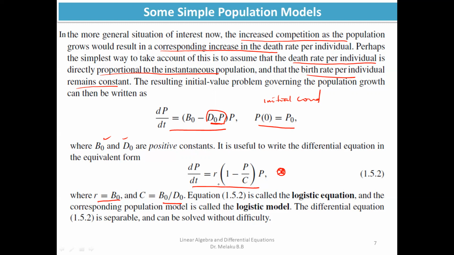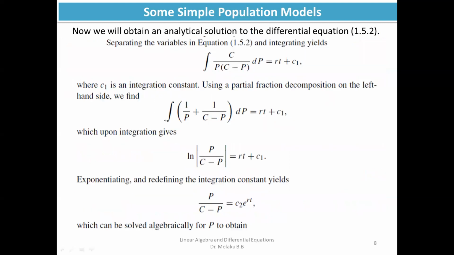And of course, you can see that this is a separable differential equation. We have dP here. So if we take (1 minus P over C) times P down here and multiply dt with r, it will be easy to integrate. Therefore, it is easy to find the general solution for the logistic model because it is a separable differential equation. You see here how to find the analytic solution to this differential equation.